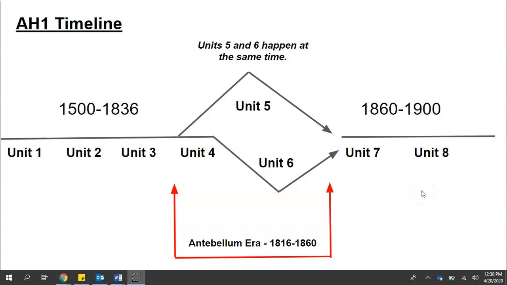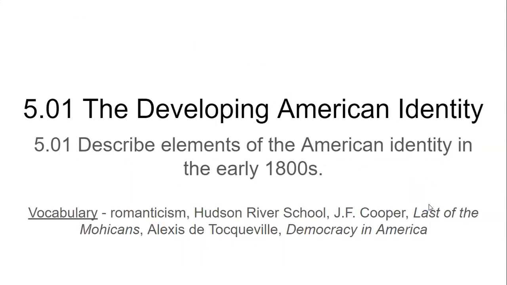So we're going to do our first objective in Unit 5 today, and it's called the Developing American Identity. We're basically going to be looking at what is making America unique compared to all other countries, especially European countries, in the 1800s. So we'll be describing elements of the American identity or the American personality in the 1800s.